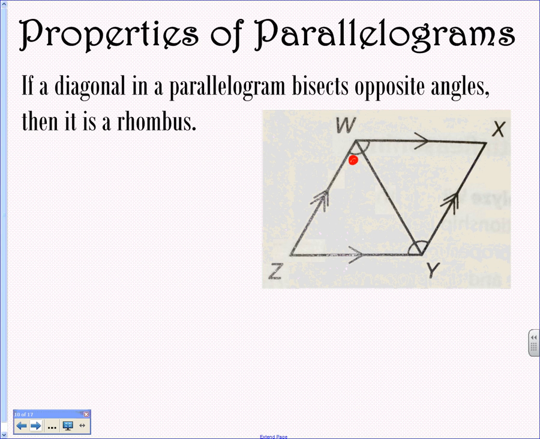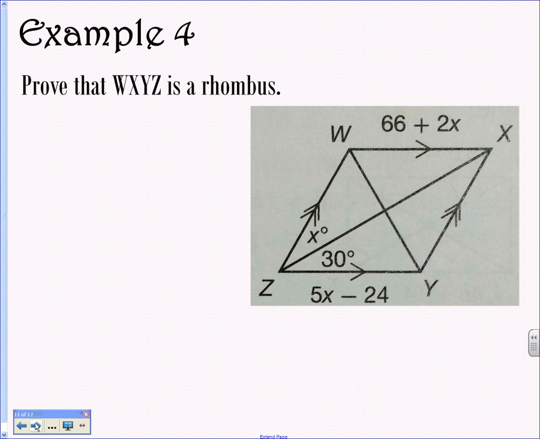What kind of angles are these two angles? Alternate interiors. What about these two? And what do we know about alternate interiors? They're congruent, and it can be shown that the red and the green are actually congruent to each other as well. And so if you have a diagonal that splits your opposite angles in half, then it has to be a rhombus. So see if you can use that to figure out or prove that WXYZ is a rhombus.